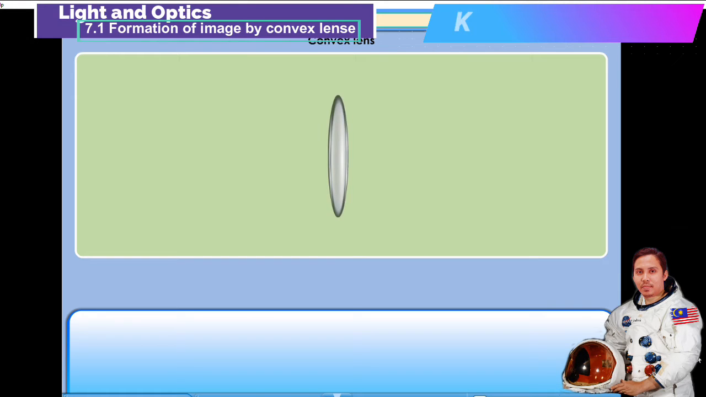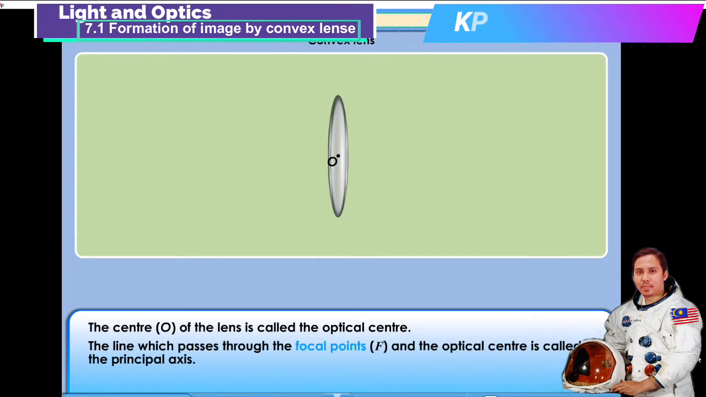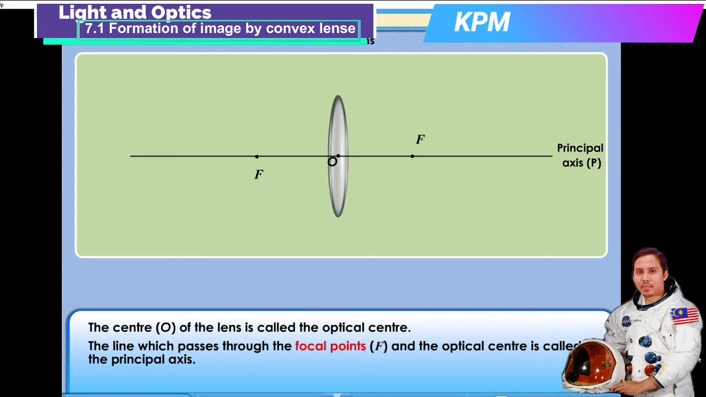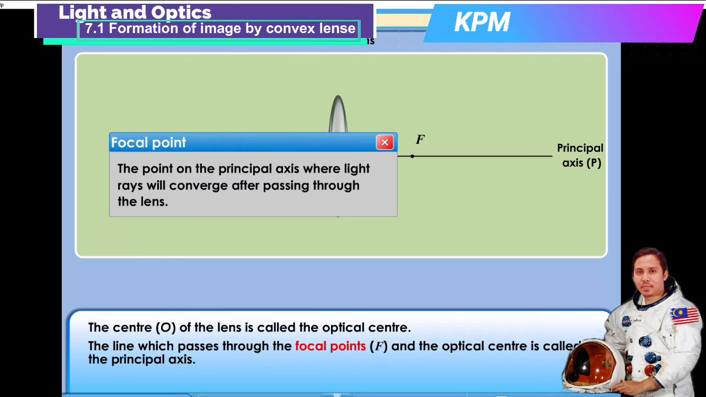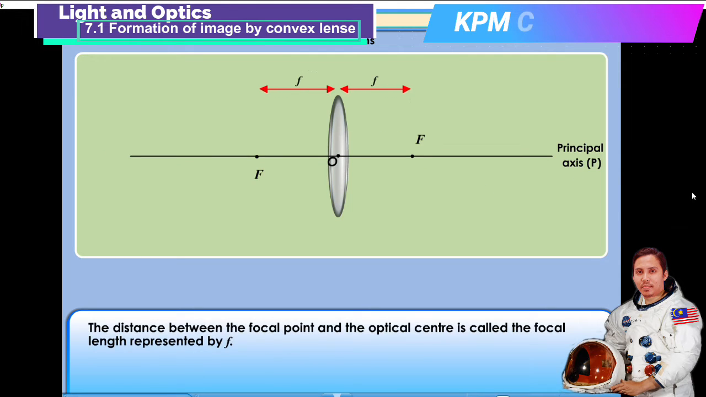The diagram shows a convex lens. The center, O, of the lens is called the optical center. The line which passes through the focal points F and the optical center is called the principal axis. The focal point is the point on the principal axis where light rays will converge after passing through the lens. The distance between the focal point and the optical center is called the focal length, represented by F.